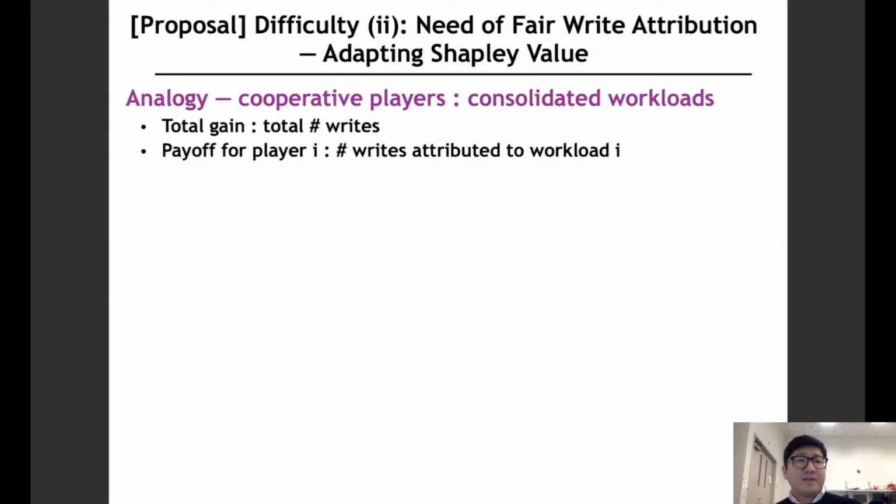Then how can you apply Shapley value in our problem context? Cooperative players are analogous to consolidated workloads. Then the total gain can be mapped to the total number of consumed writes in a negative sense. Also, the payoff for player i can be the number of writes attributed to workload i.